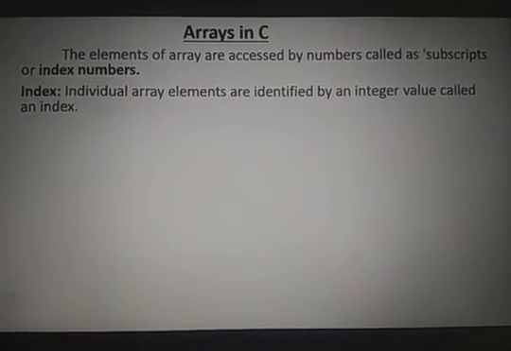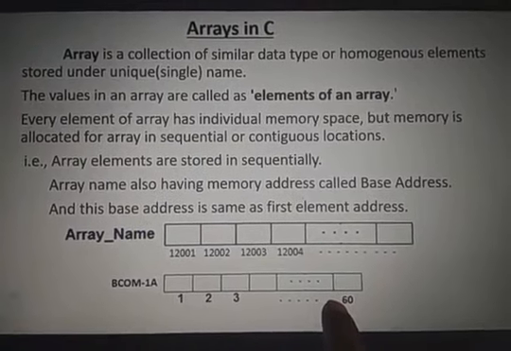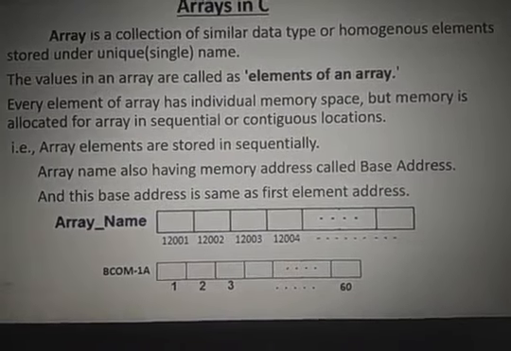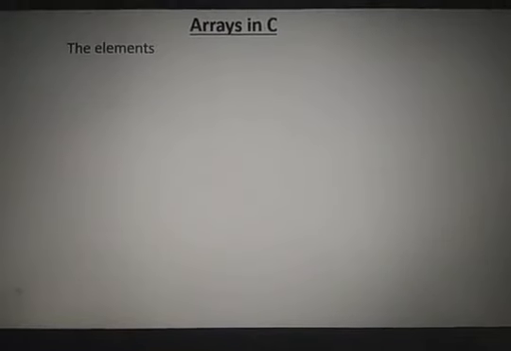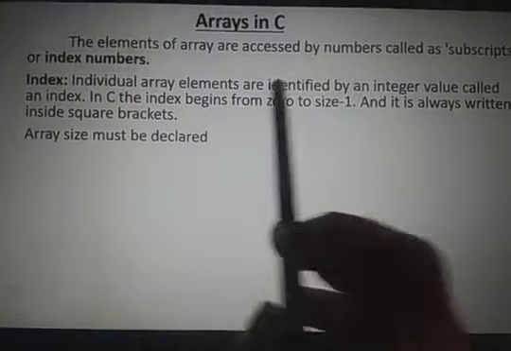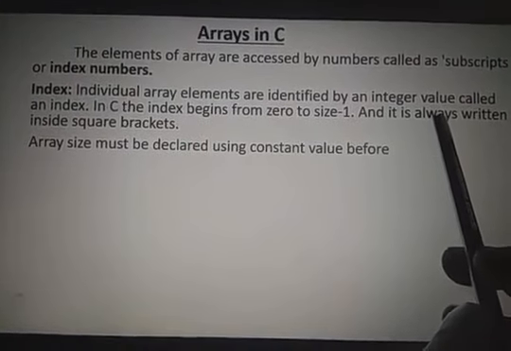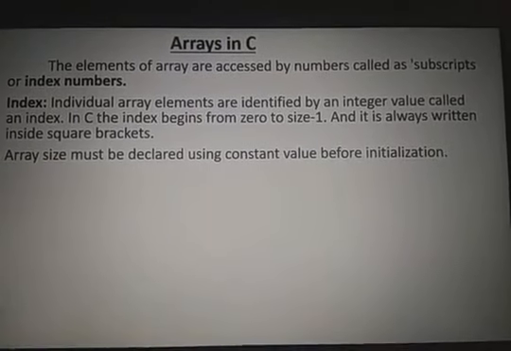Now, in this array, I have 60 elements. How to access you people? I want to access you people by using roll number, 1, 2, 3, 4 and so on. That is called an index number. An index is an integer number. An index is an integer value which is used to access the elements of the array.